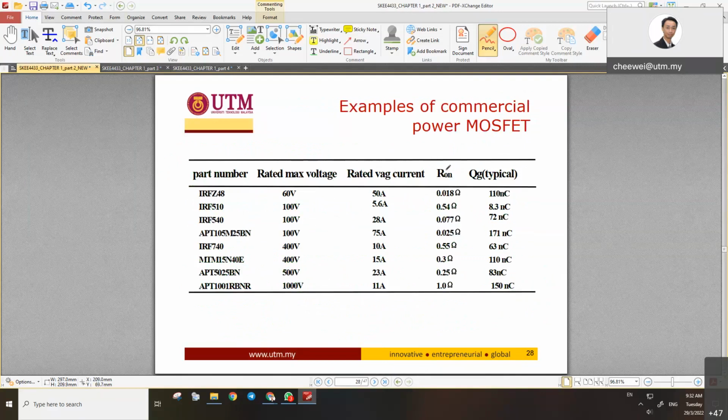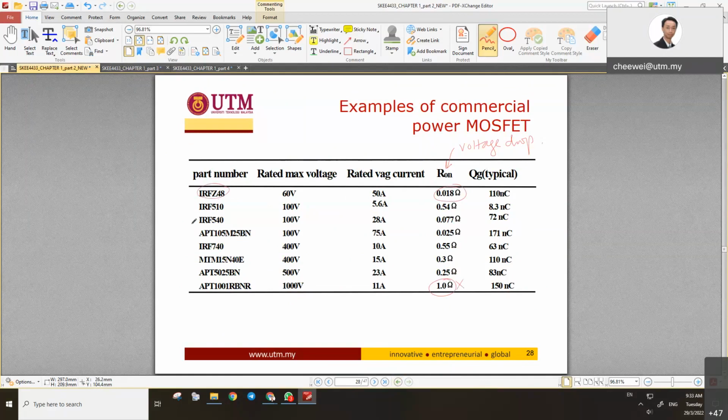Let's see any more examples. Yes, this is the internal resistance that contributes to loss, R on. When it is on, current flows and multiplies with the R on, and it will give you the voltage drop. So do I pick the bigger one or smaller one? If you want a good efficiency, this is very big. Cannot, not good. Which one is the smallest? The upper, 0.01. Yes, the model should be IRFZ48. Oh, this is the champion.